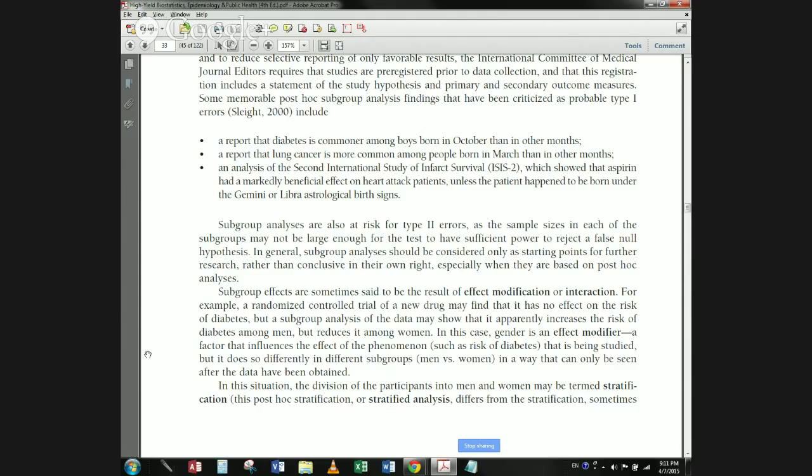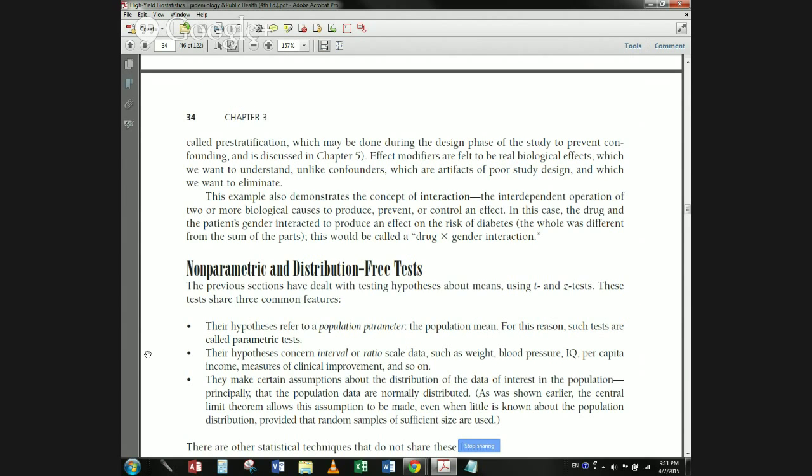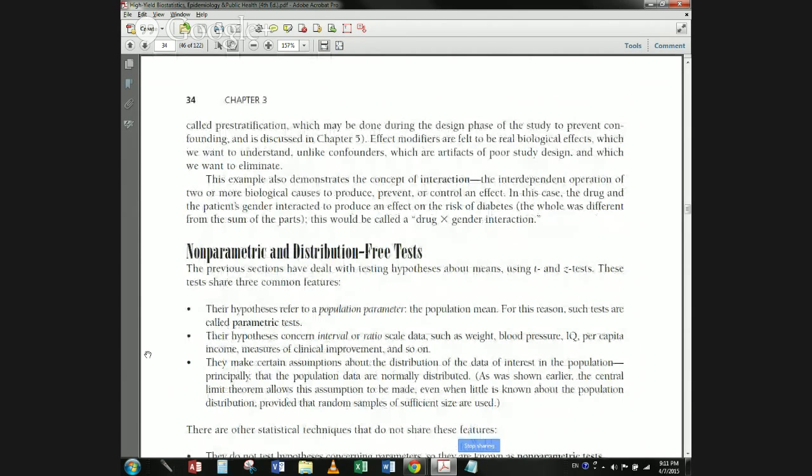In this situation, the division of participants into men and women may be termed stratification. This post hoc stratification or stratified analysis differs from the stratification, sometimes called pre-stratification, which may be done during the design phase of the study to prevent confounding. Effect modifiers are felt to be real biological effects, which we want to understand, unlike confounders, which are artifacts of poor study design and which we want to eliminate.